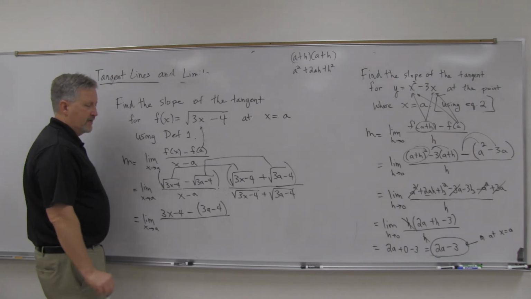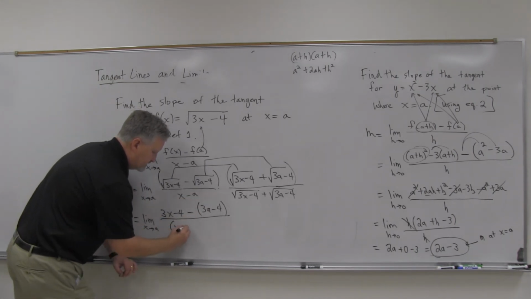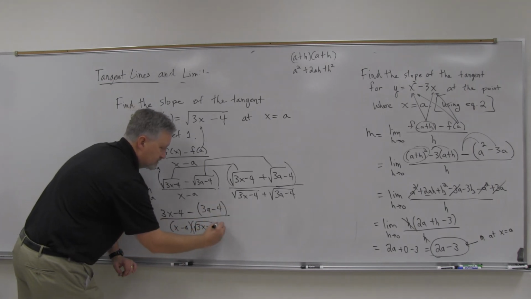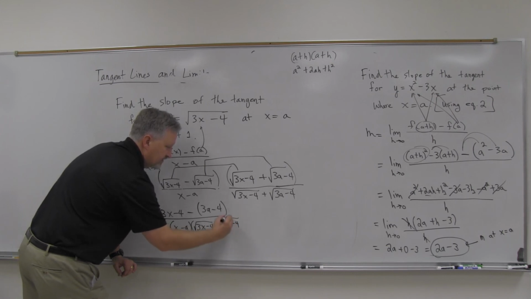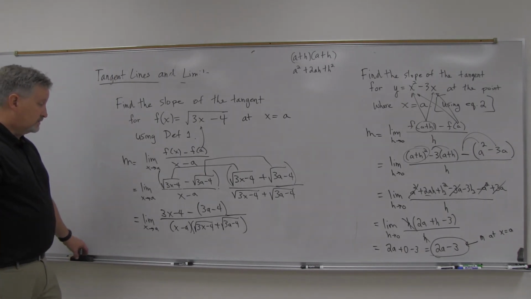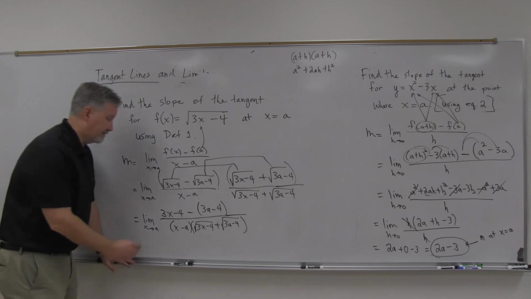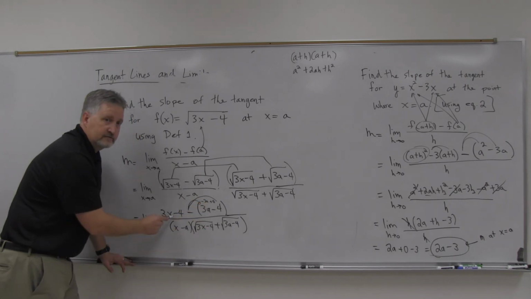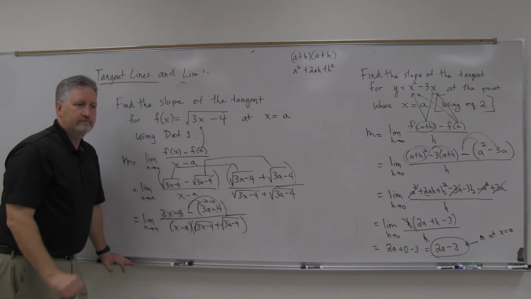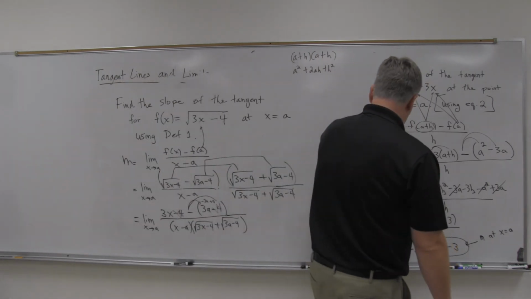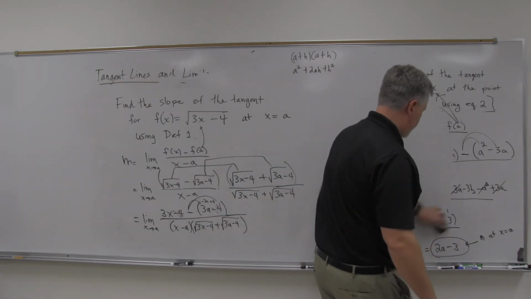And then the bottom, we're just going to leave it x minus a times the square root of 3x minus 4 plus the square root of 3a minus 4. Don't multiply that up. Good things do happen on top, because that makes a minus 3a and a positive 4, so the 4's cancel. We're just going to have 3x minus 3a on top, which has a common factor of 3, so let's write it this way.